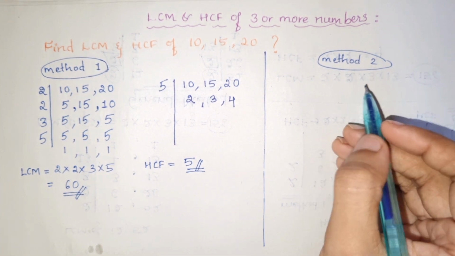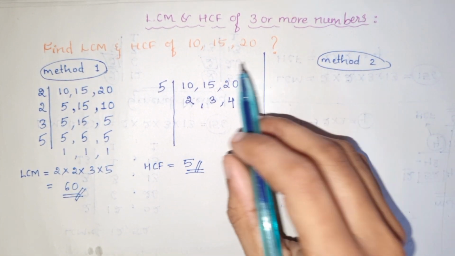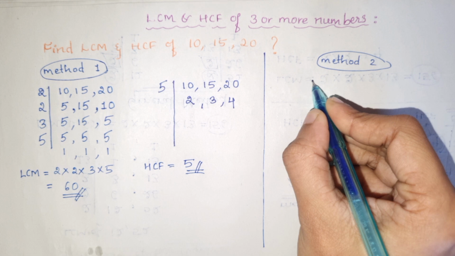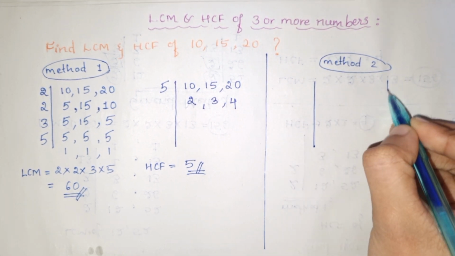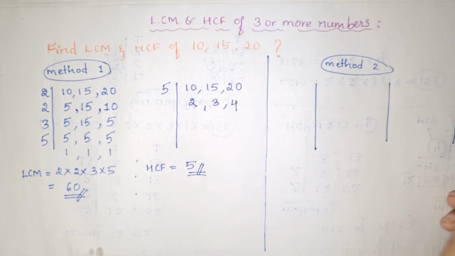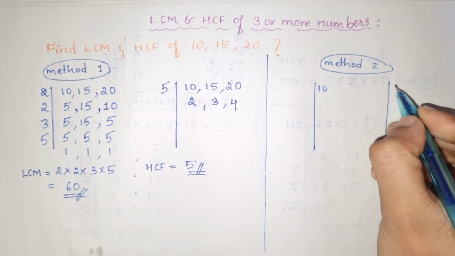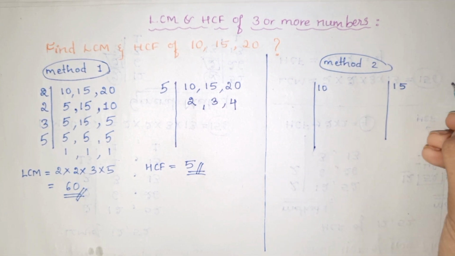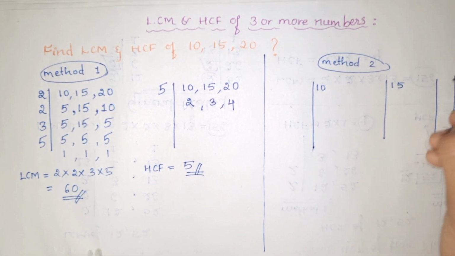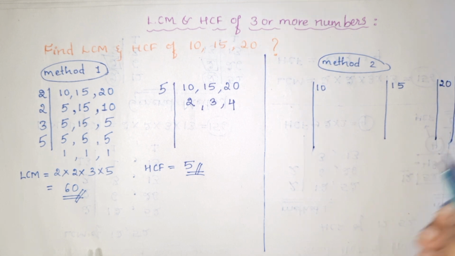So the general method to find LCM and HCF of 3 numbers is just write down all the 3 numbers separately. We'll factorize them separately: 10, 15 and 20.